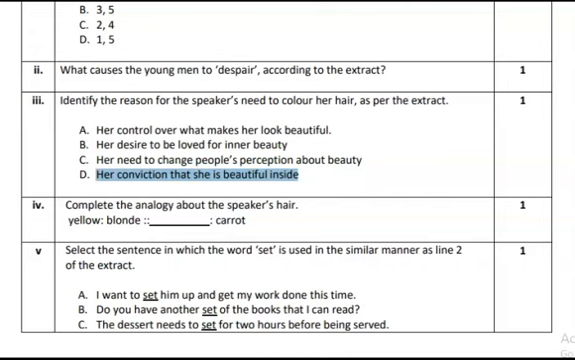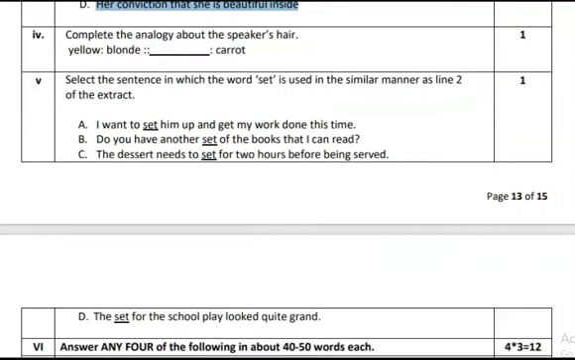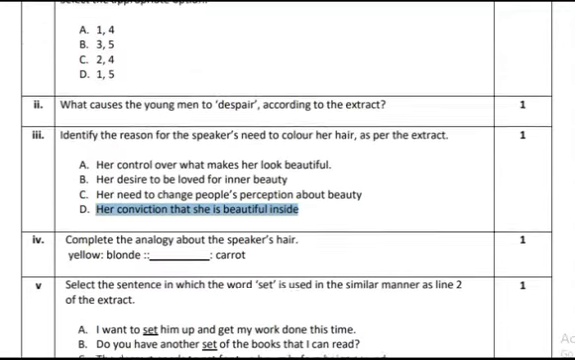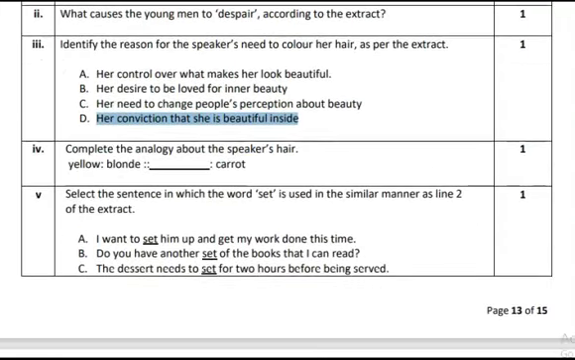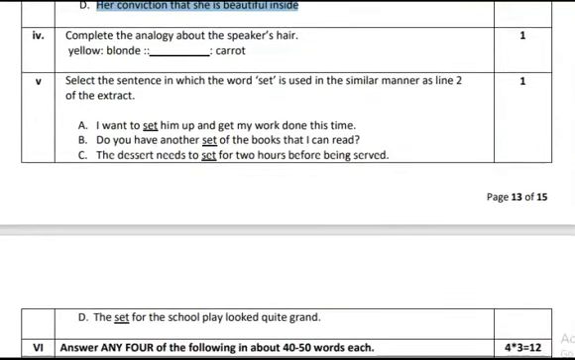And the last question, question number 5, is: select the sentence in which the word 'set' is used in a similar manner as in line 2 of the extract. So line 2 of the extract is this, have a look: 'But I can get a hair dye and set such color there.' 'Set such' means I can color my hair with such color. So the answer should be C: the dessert needs to set for 2 hours before being served.